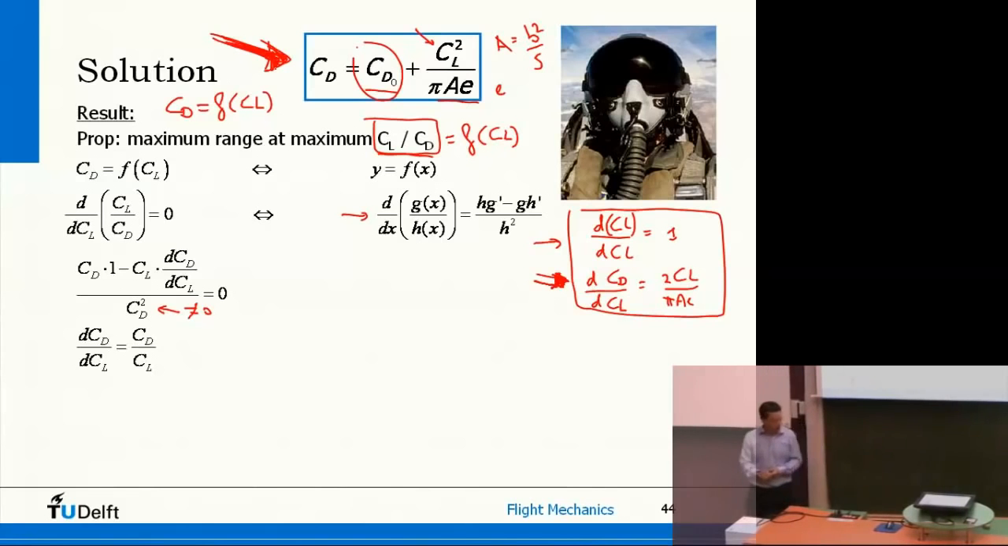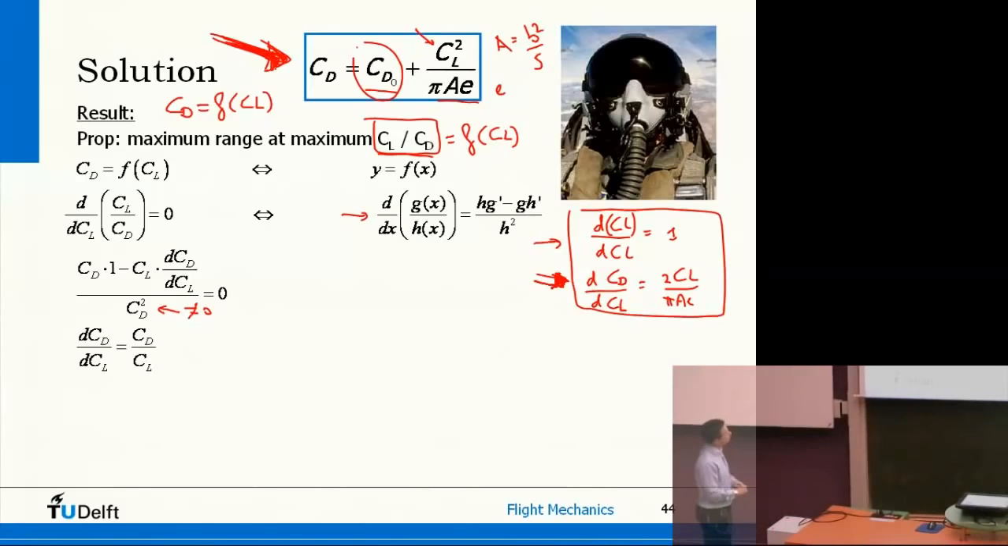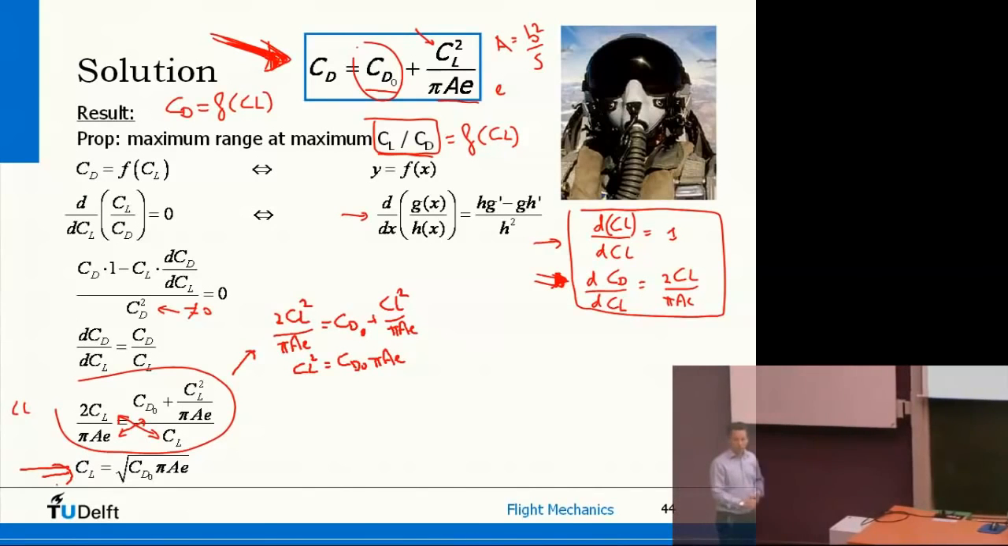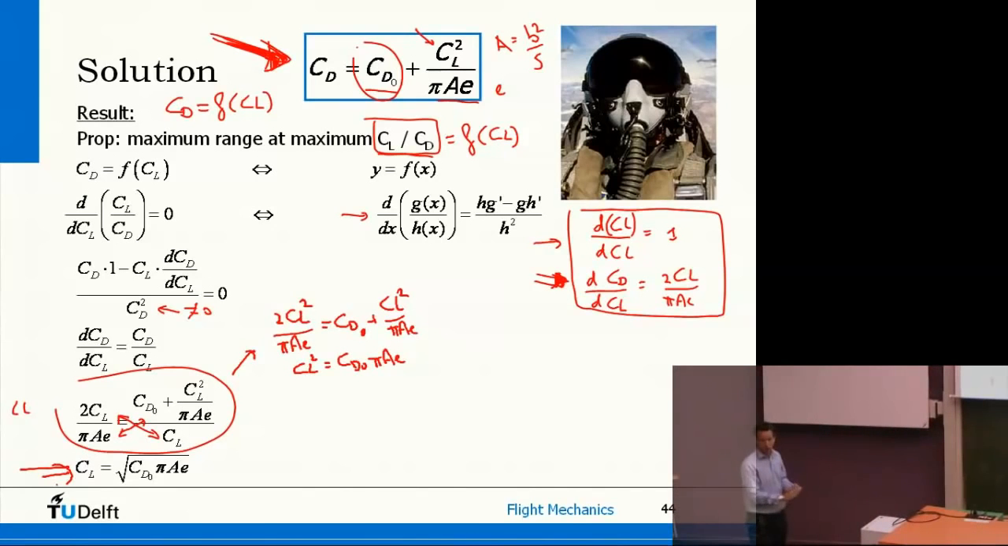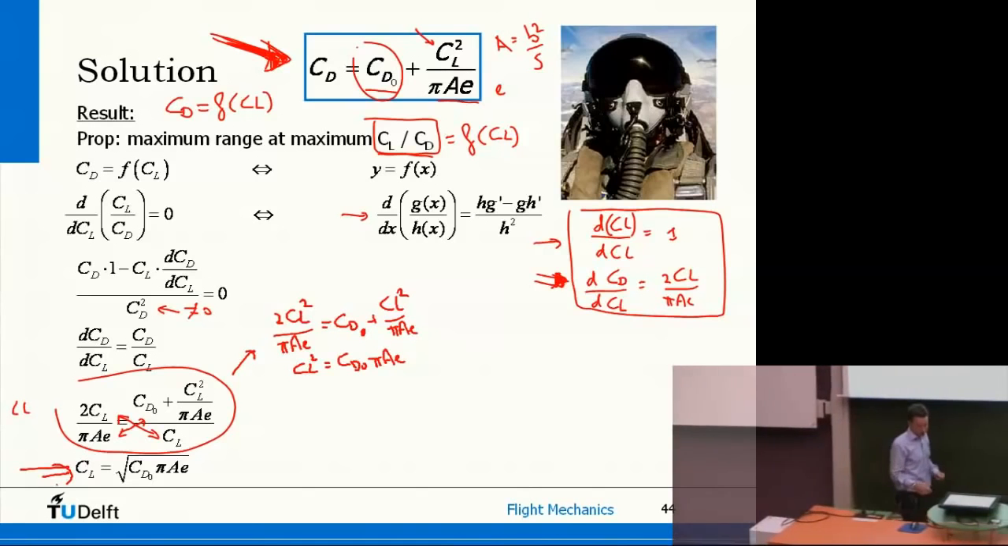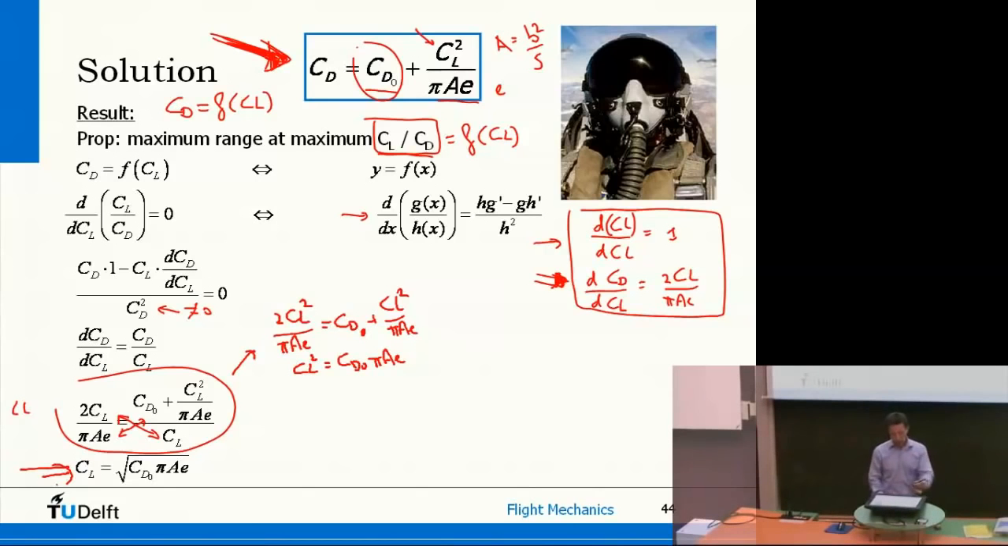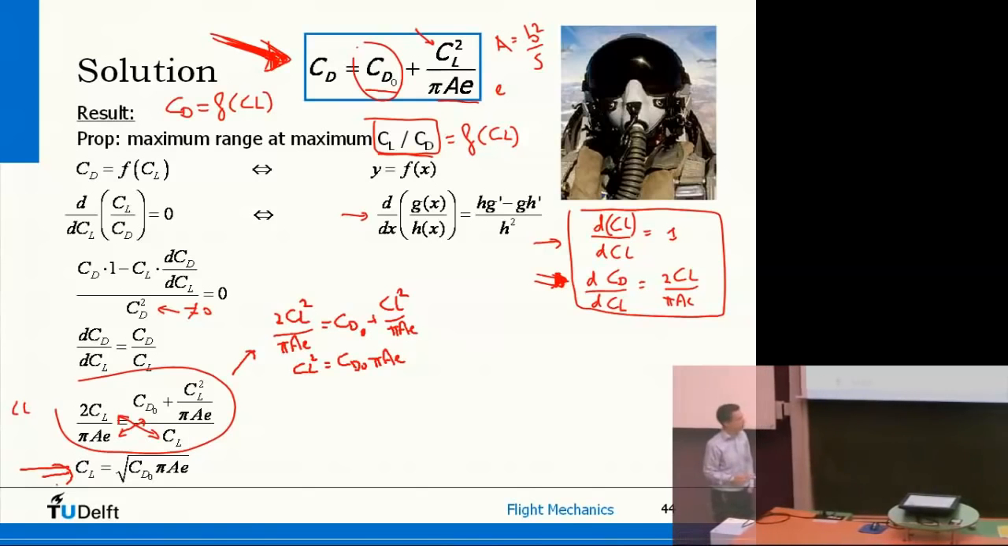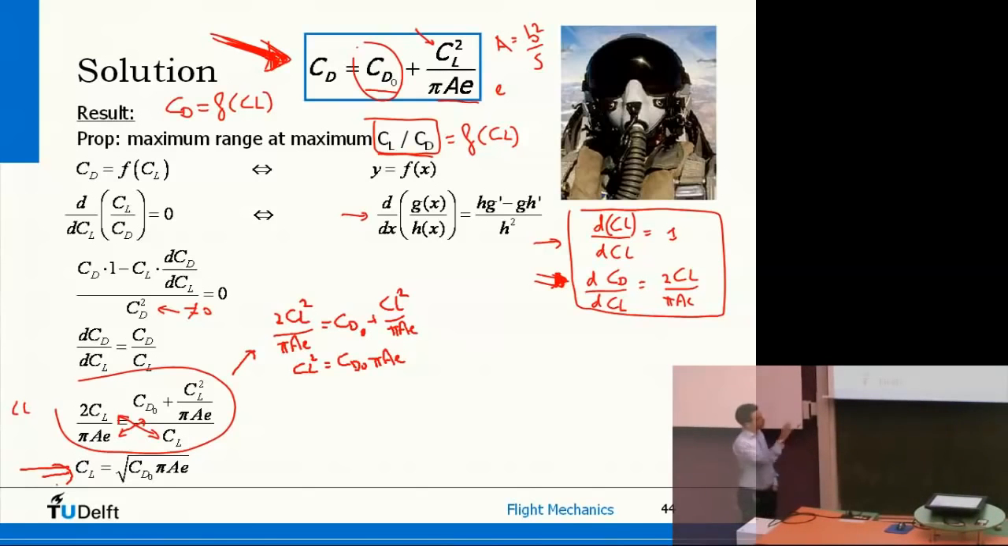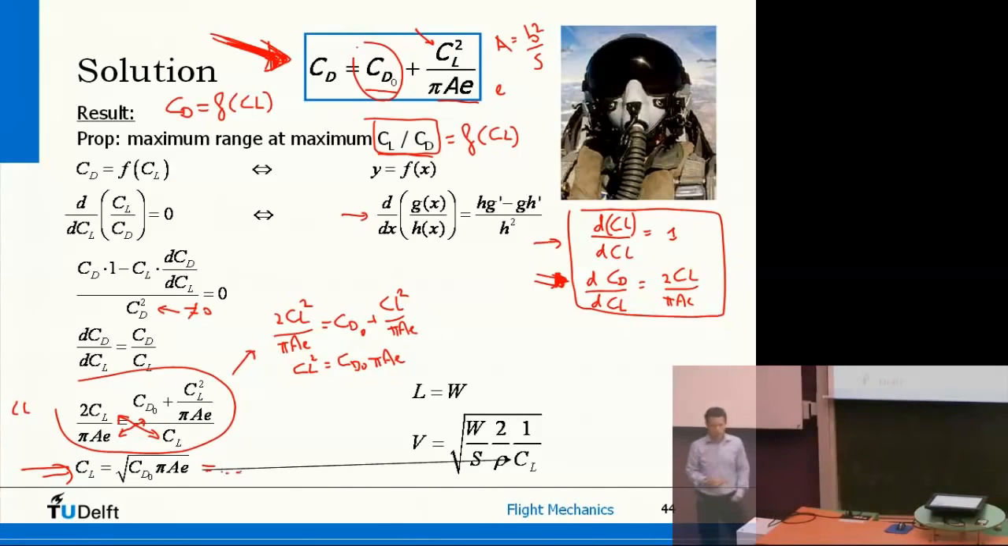That's very nice, because CD0, pi, A and E, they're all constants. They're a given value for a given aircraft. So this CL value is simply a given value. It's a number for a given aircraft. And if you know the CL value, then from lift is equal to weight, you can calculate the airspeed by simply putting CL in the equation. So it's not very difficult, but it is quite a derivation.